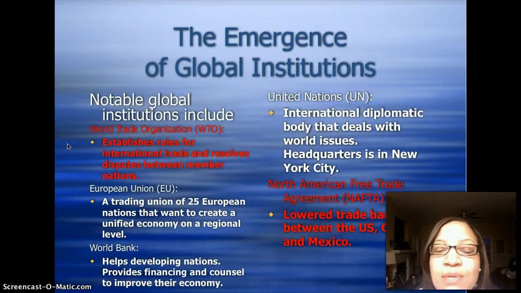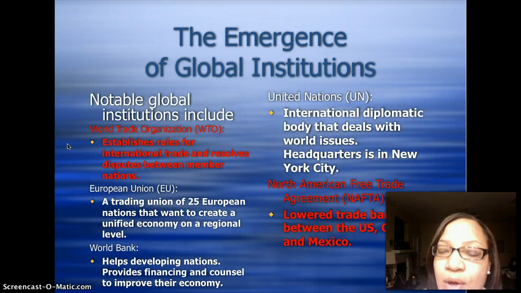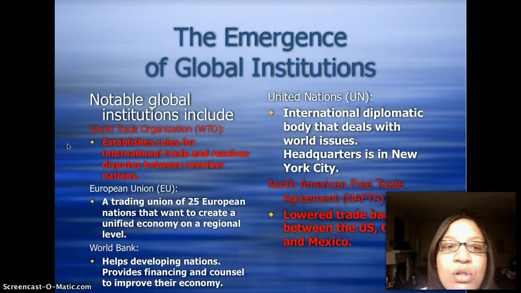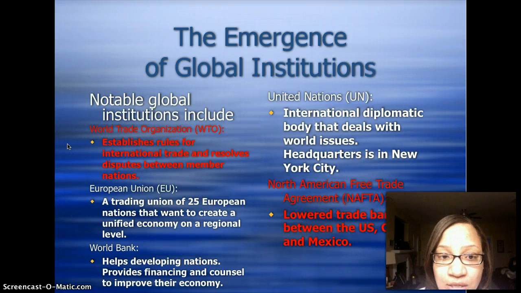So there has been an emergence of global institutions to help with relationships between us and other countries throughout the world, and also make sure that trading is fair. Notable global institutions include the World Trade Organization. It establishes rules for international trade and resolves disputes between member nations. The European Union is a trading union of 25 European nations that want to create a unified economy on a regional level. So this is Europe, like Germany, Great Britain, Austria.